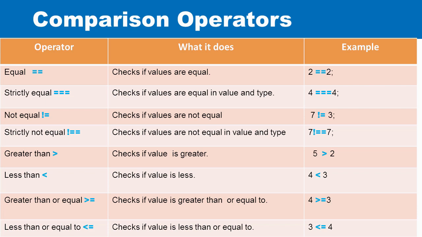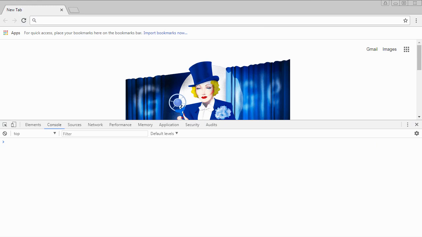So I'm going to jump into the console now and give you some basic examples of these comparison operators. When you're using comparison operators, they will always return either a true or false result. Say for example, if I want to check if 4 is equals to 5, that will return false because 4 is not equals to 5.